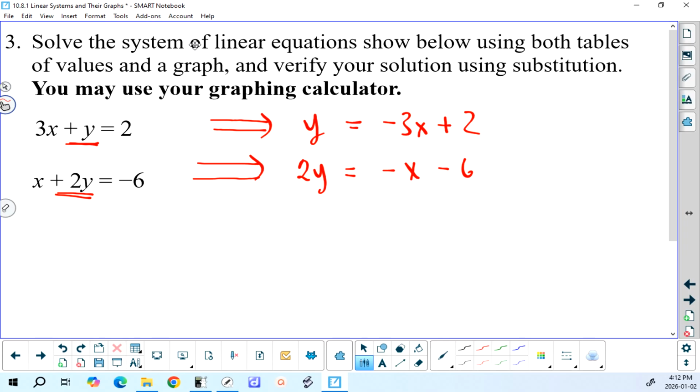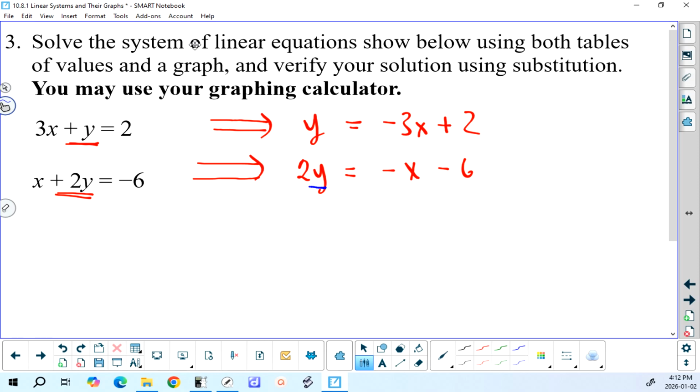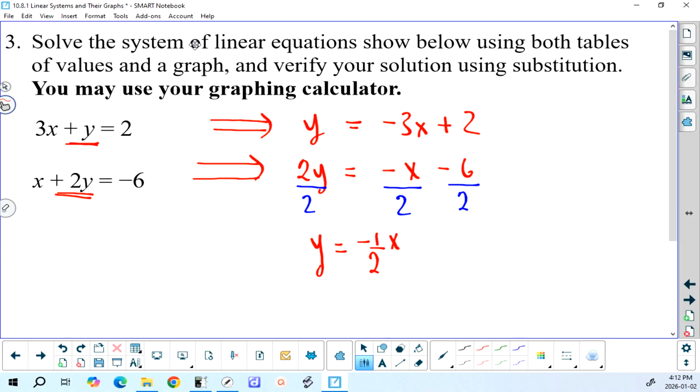And now I have to divide everything in equation 2 by 2. Because on my graphing calculator, I don't have the opportunity of entering what 2y is. When I hit the y equals button, it says y equals, not 2y. So I have to get that y by itself. Negative x over 2, also known as negative 1/2 x, minus 6 over 2, which is 3. So this is equation 1 that we can graph line 1 with. This is equation 2, which we can graph line 2 with.